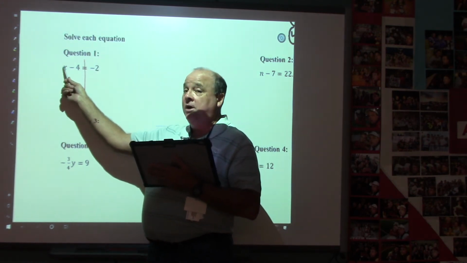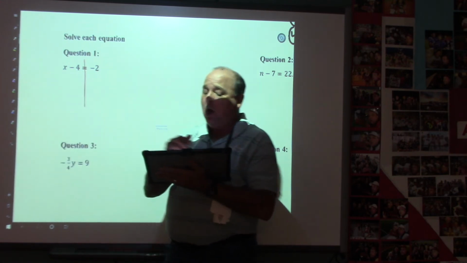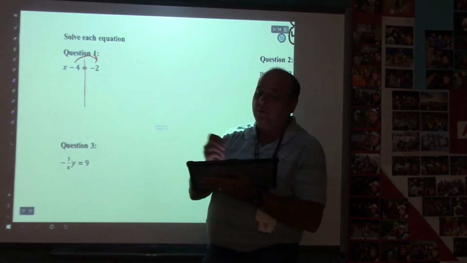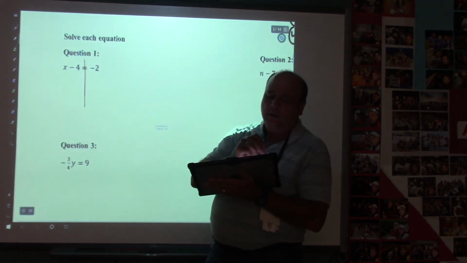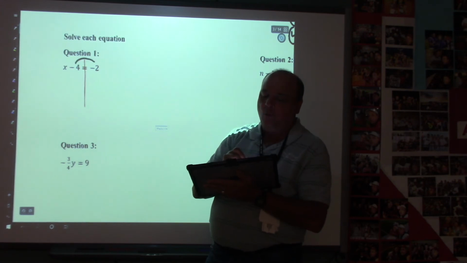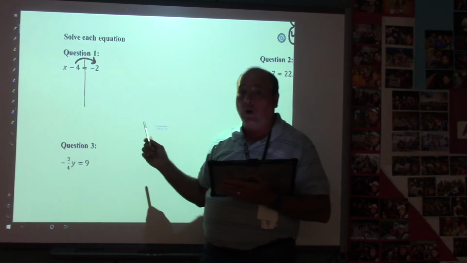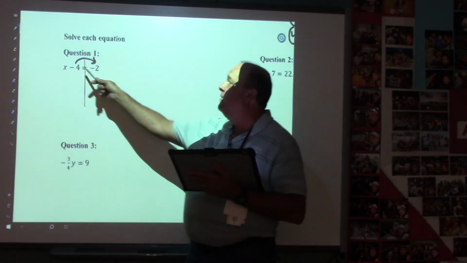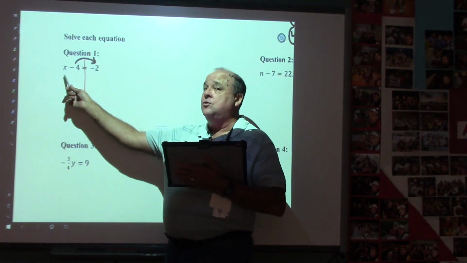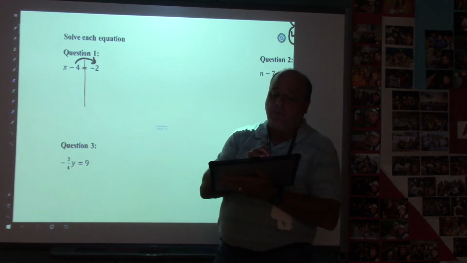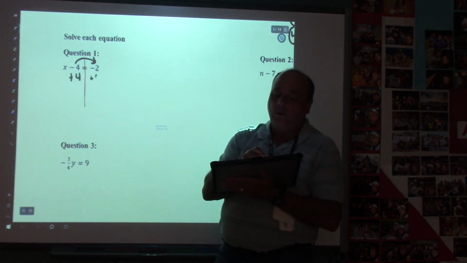The letter or variable is on the left. So all of the numbers have to go to the right. Okay? So draw an arrow from the 4 to the negative 2. I'm going to take this negative 4 and merge it with the negative 2 term. To move that negative 4 across, we have to do the opposite operation. And the opposite operation is plus 4.